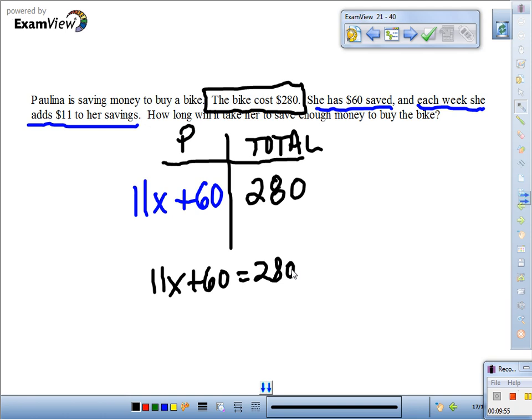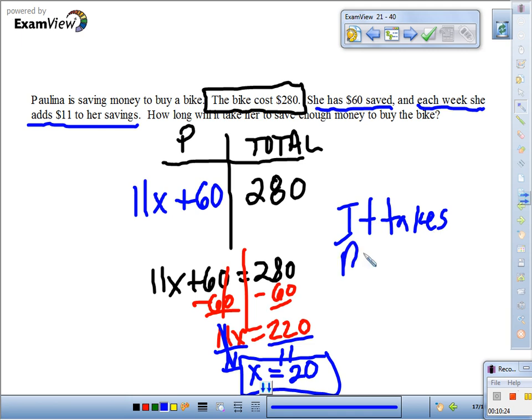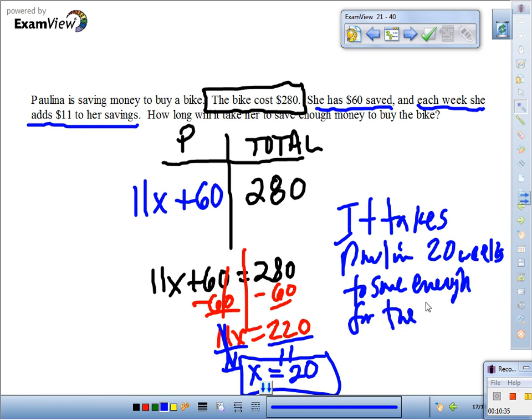So let's solve. Line down the equal sign, minus 60 minus 60. 11x equals 220. Last step, divide by 11. X equals, how many times does 11 fit into 22? 2, bring down the 0. Am I done? No, let's write a statement. How long will it take her to save enough money to buy the bike? It takes Paulina 20 weeks to save enough for the bike.